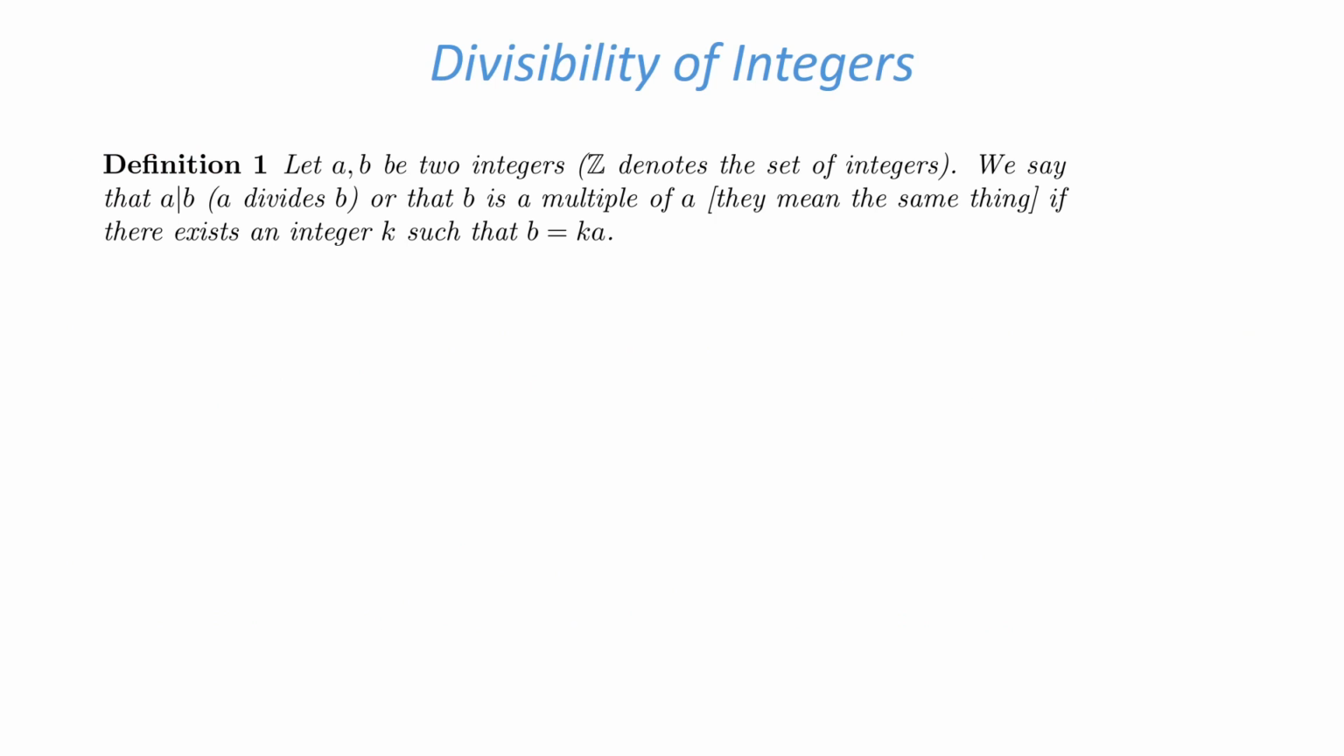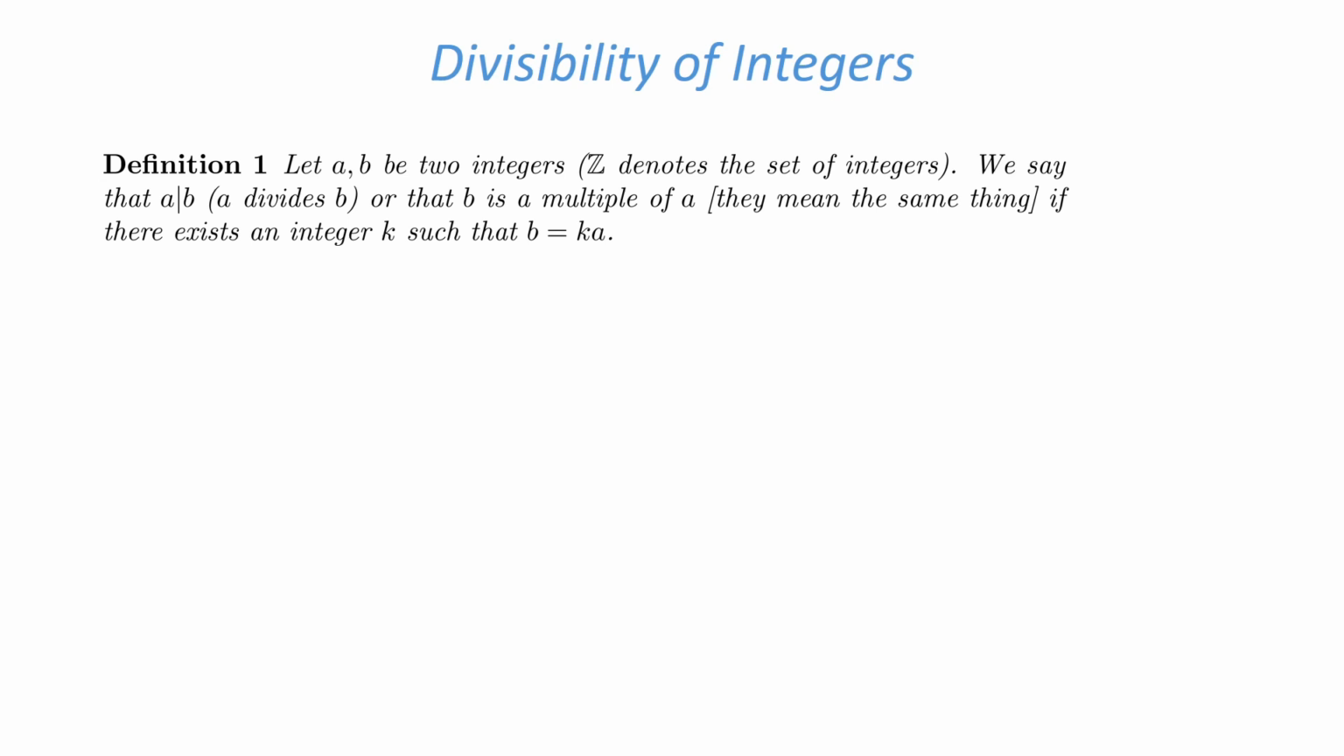Okay, so let's start with some elementary facts about number theory. This is something that you may have seen during your high school education as well. And we will talk about divisibility of integers. So to just get started with some formalism, we define what it means to say that a number A divides B, or that B is a multiple of A. They both mean the same thing.